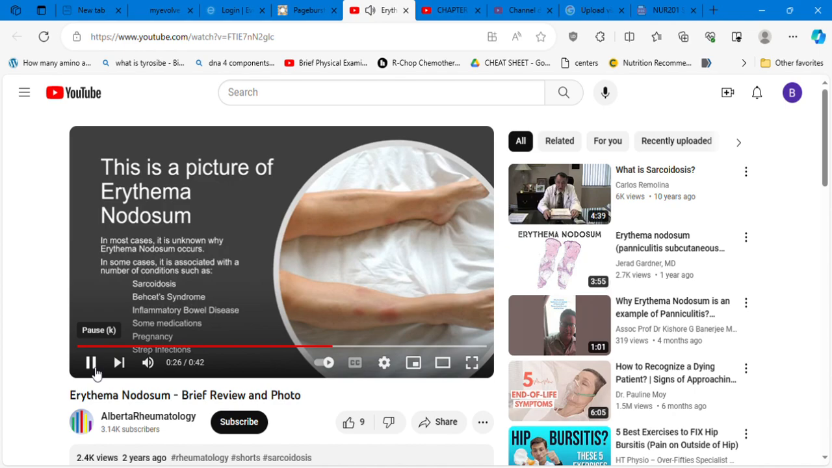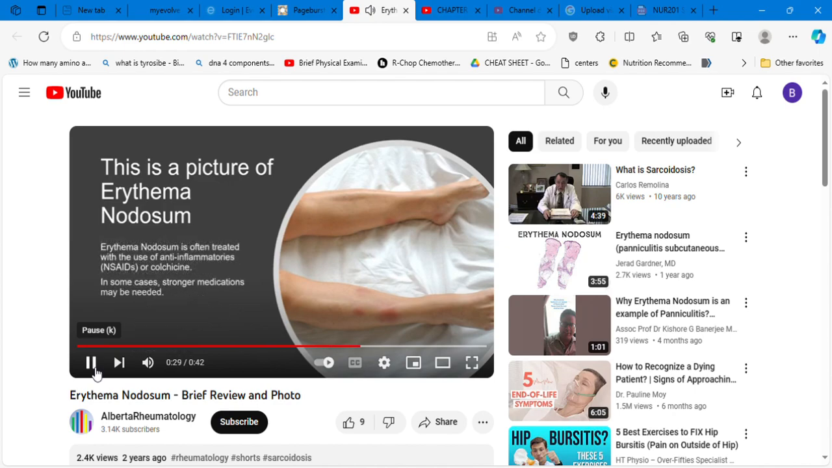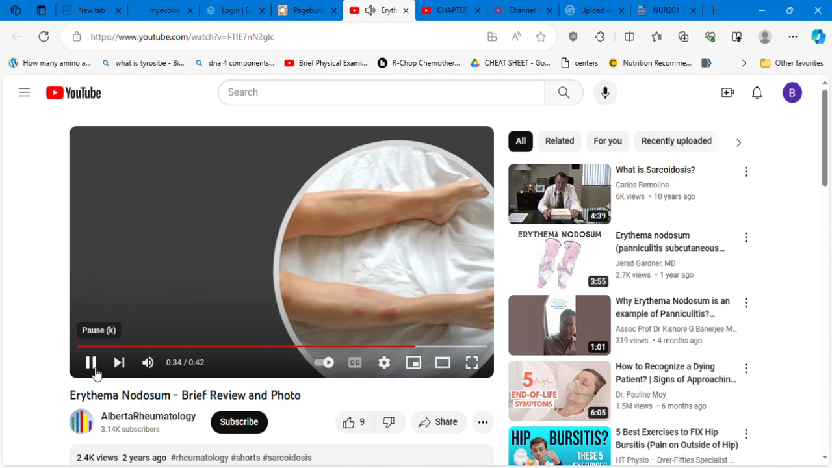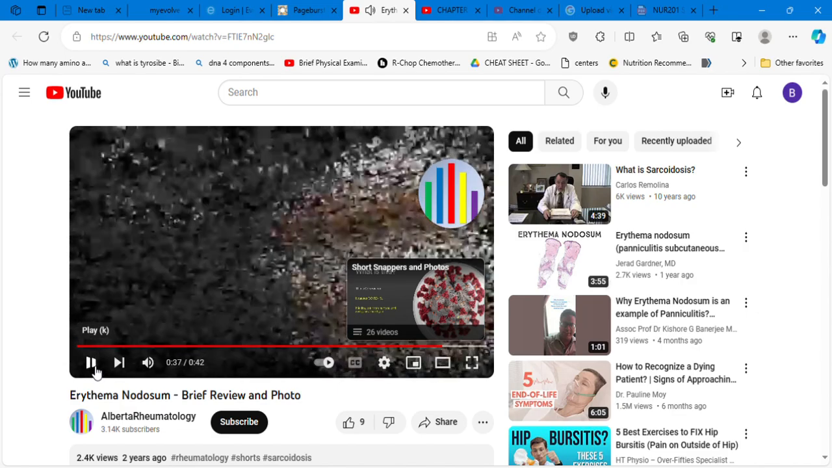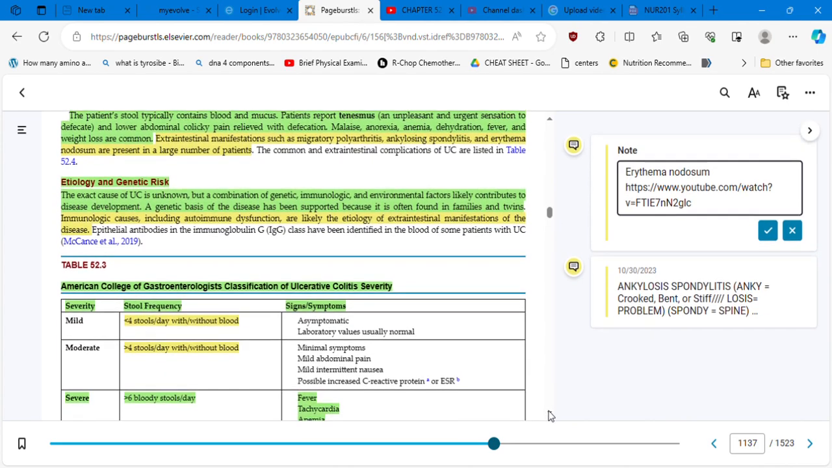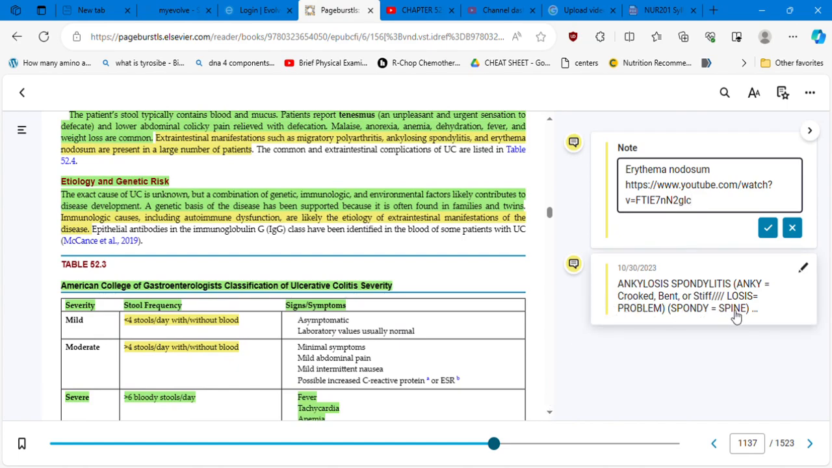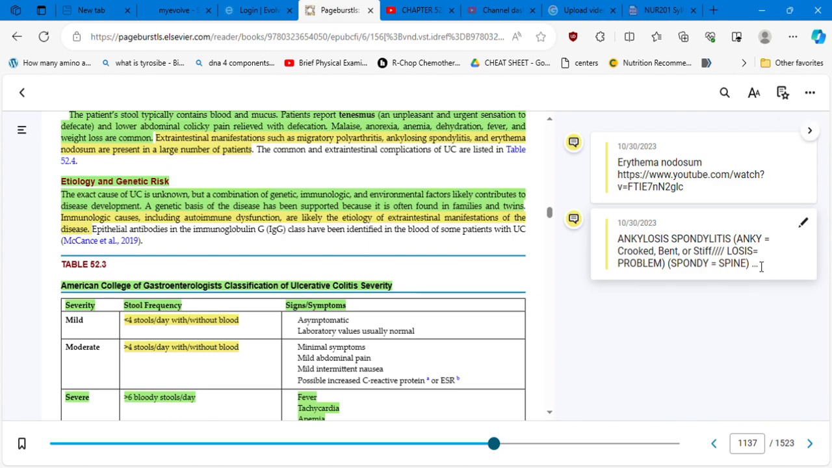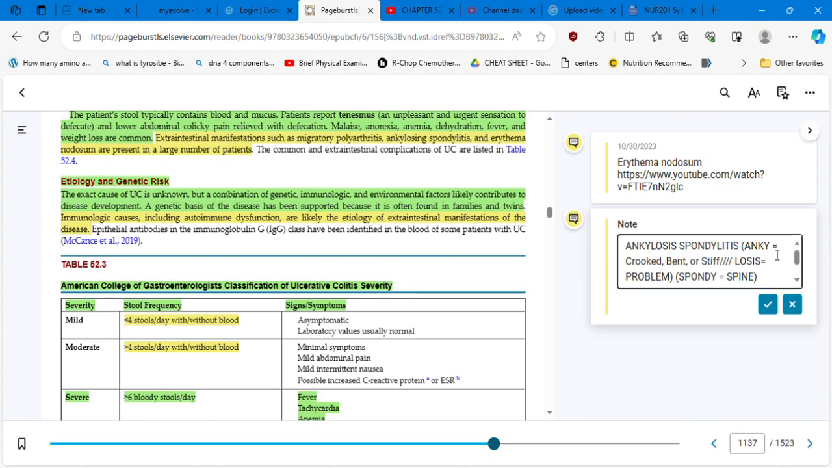There you go, inflammatory bowel disease, sarcoidosis. So you know where erythema nodosum is. And right now, I want you to see also the other piece of information, ankylosing spondylitis. Anky means crooked, bent, or stiff. Losis, problem. Spondy, spine, right? So here is the video.